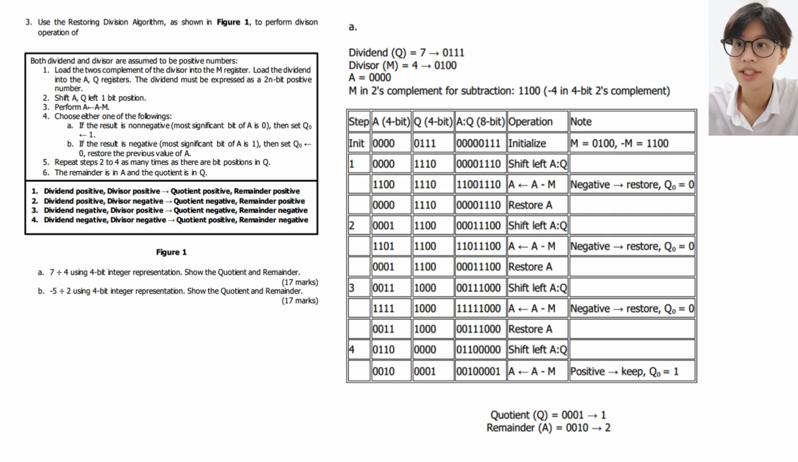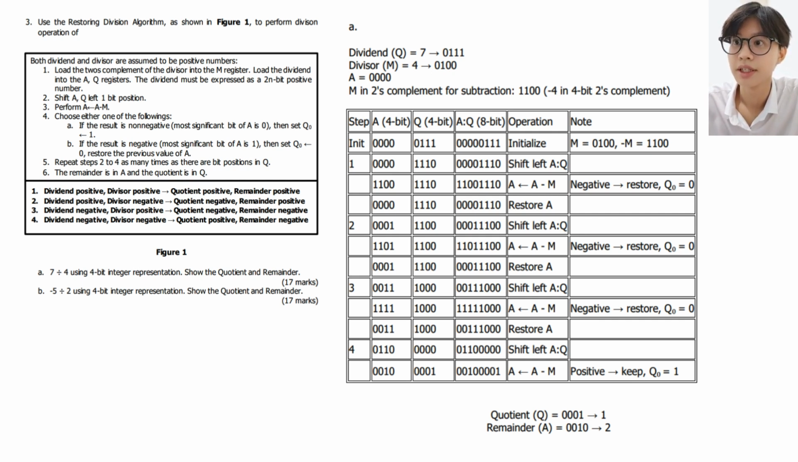Step 3, shift left again. AQ becomes the result and we subtract M. Again, we get a negative because it is 1, 1, 1, 1. Restore A and set Q0 to 0. Step 4, final shift. AQ is now 0, 1, 1, 0 and 0, 0, 0, 0.